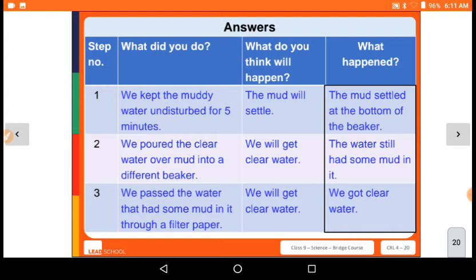So step 3, we pass the water that had some mud in it through a filter paper.